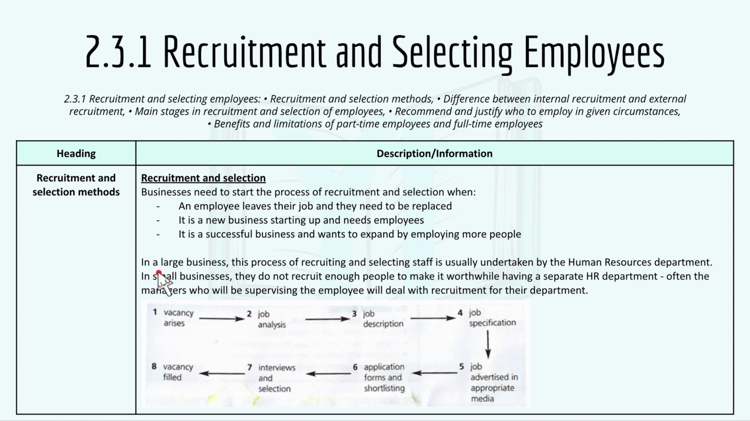In a large business, this process of recruiting and selecting staff is usually undertaken by the HR department. But in small businesses, they do not recruit enough people to make it worthwhile to have a separate HR department, and often the managers who will be supervising the employee will deal with the recruitment for their own department. So here's the process of recruitment and selection.